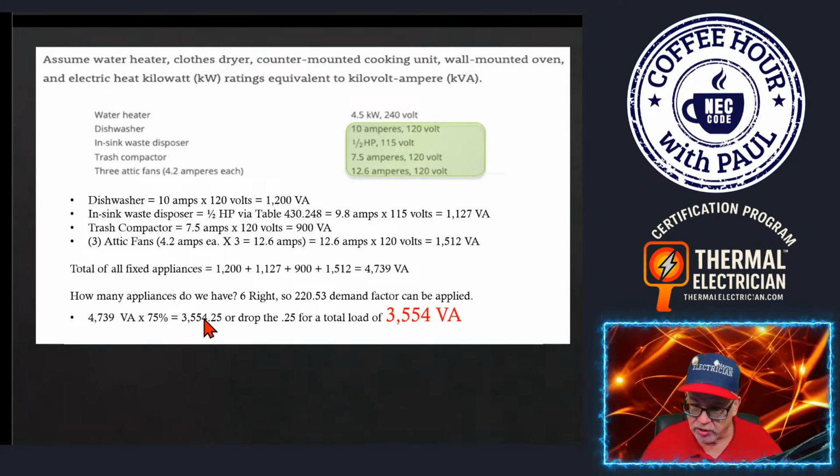So let's make sure that is right real quick, times 0.75. That is right, 3,554.25. So we're going to drop it and just use 3,554 VA. It's going to get you in the ballpark.